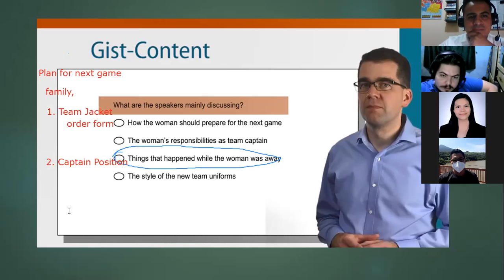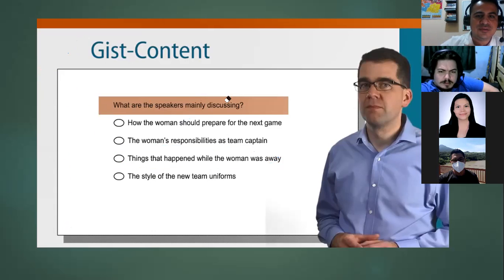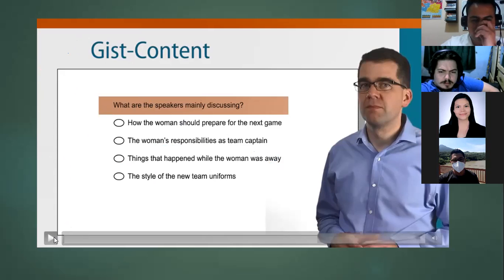So the main idea sería A, how the woman should prepare for the next game. Yes, but maybe it's not the main idea. The woman's responsibility as team captain. No, eso fue como de último. Eso no fue exactly. Things that happened while the woman was away? Maybe, okay. The style of the new team's uniforms? No fue el enfoque, right? It wasn't the focus. So it should be, in my opinion, between A and C. Maybe, okay? So let's see what we can learn from here. I think it's the third. C? Mm-hmm.